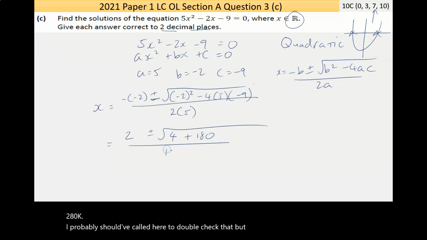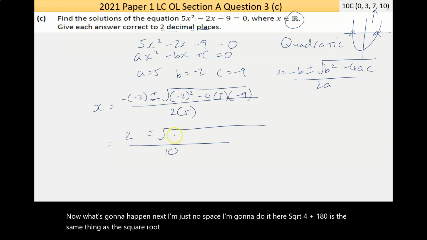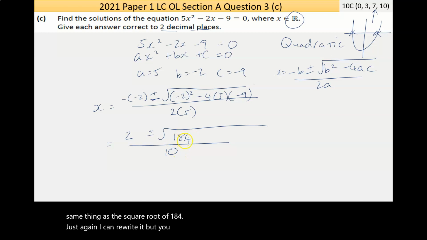But anyway, at the bottom there, 2 times 5 is 10. Now what's going to happen next, I'm running out of space, so I'm going to do it here. The square root of 4 plus 180 is the same thing as the square root of 184. Again, I could rewrite it, but just for space. Now at this stage, that's my answer.